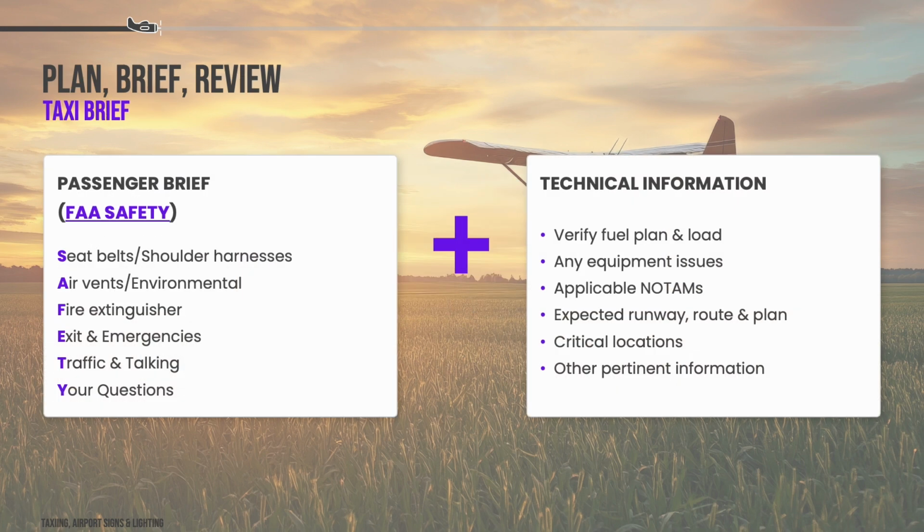Make sure that you brief all passengers. We use the FAA's acronym SAFETY for this. And that is just like the word is spelled, and it's for seatbelts and shoulder harnesses, air vents and environmental, fire extinguishers, emergencies and exits, traffic and talking, and your questions. And that's a briefing we give to the passengers every time we fly.